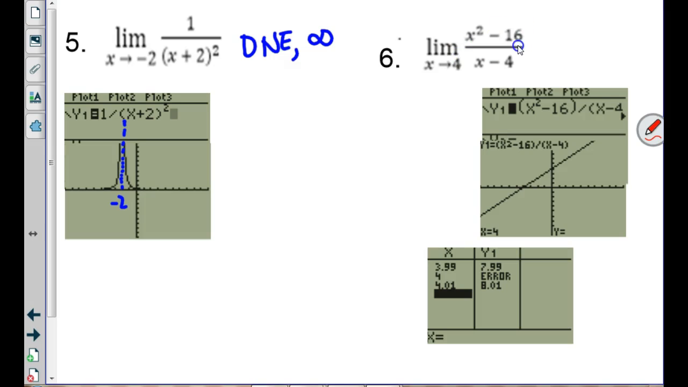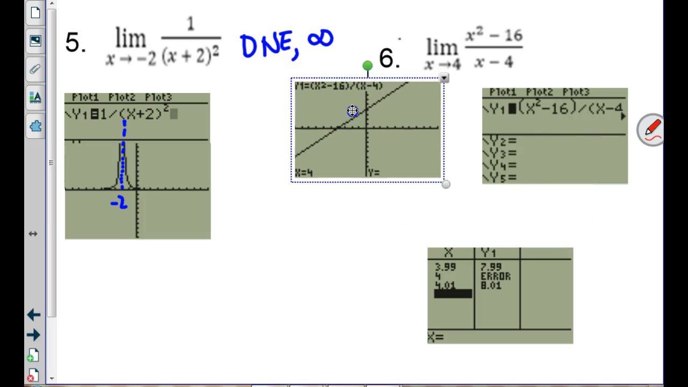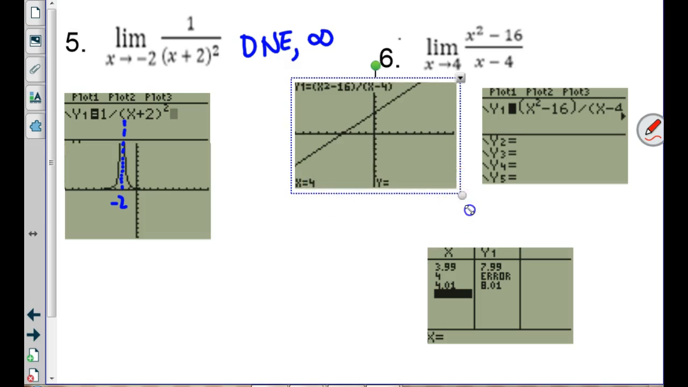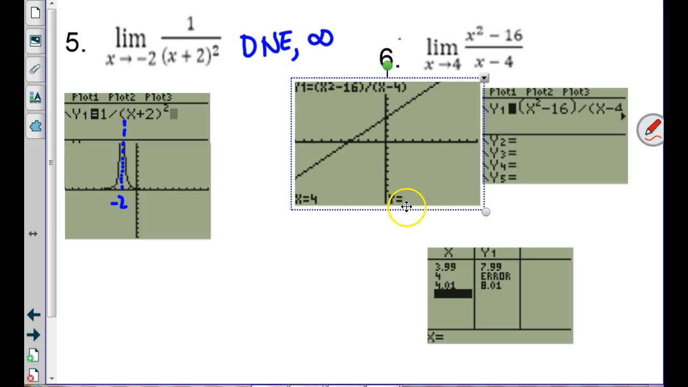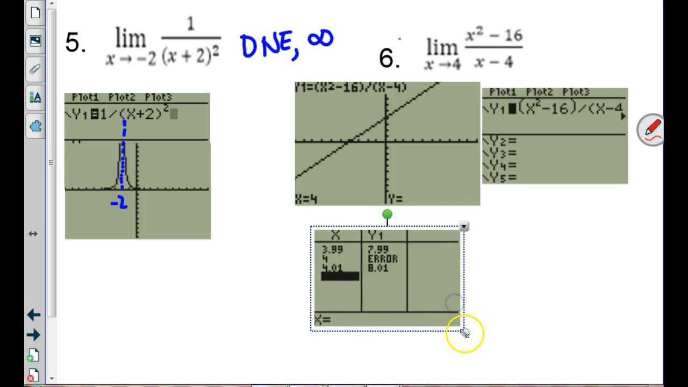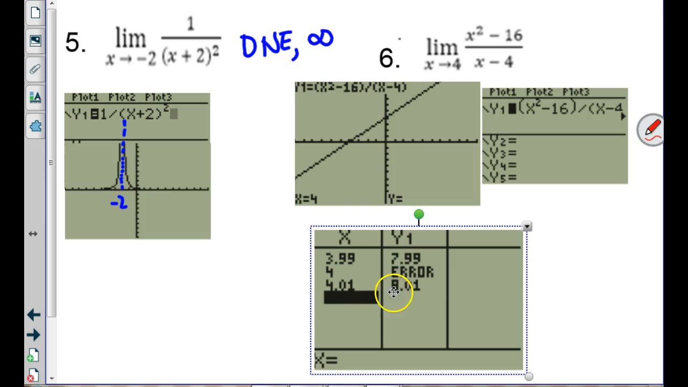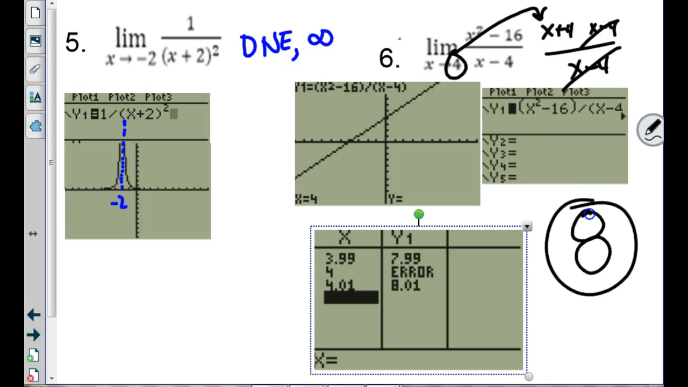All right, this one, if you were to type all that in, guys, you'd need parentheses around the top and the bottom. This is what the graph looks like. Looks like a line, but when I put in a 4, can you see down there? I put in a 4 and it got undefined. So then I went to the table and I put in just below 4 and just above 4. And what are they both? Pretty close to 8, okay? And again, if I had factored this and then divided that factor out and then put the 4 in, I would have got 8. So this one has a limit at 8.